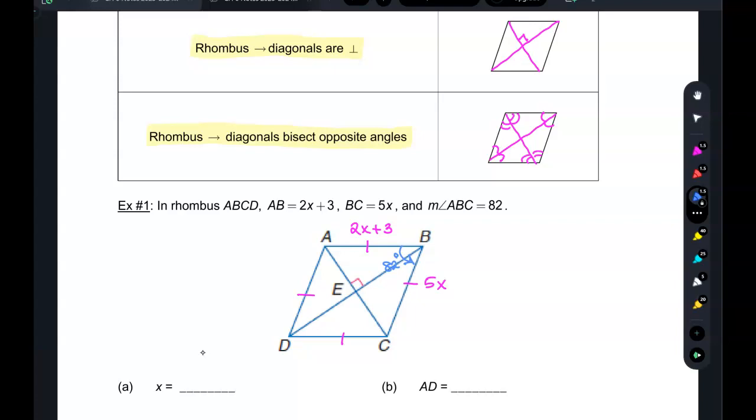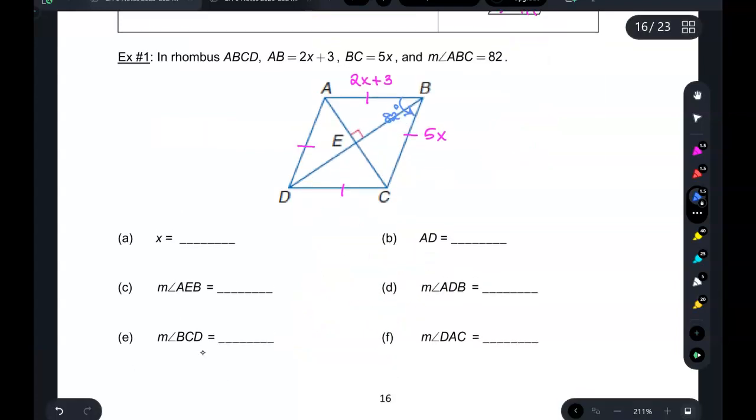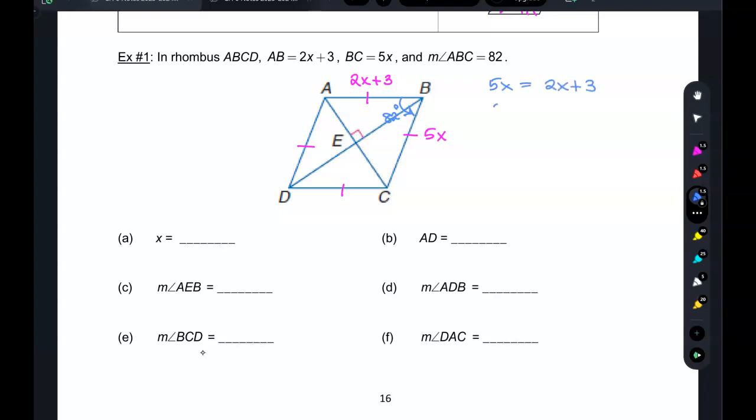So what do we need to find? We need to find x, and then we're going to look for some other measurements. How do we solve for x? 2x plus 3 equals 5x. Good, so we know they have to be equal. X equals 1. Good. All right. What's the measure of AD? 5. How do we get that? Because it's 5x. All of them are the same. Good.